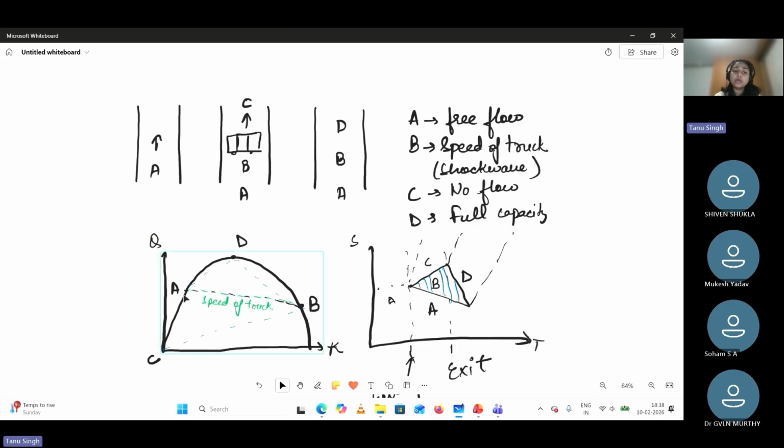But if we don't know, we draw a diagram, and then we try to find the slope of this line. Similarly, we do this for all these lines to get omega AB, omega BC, or omega CD. These are the shock wave speeds. So these are the two examples. The first one was the signalized intersection, and this one is when there is a reduction in the capacity of the road.